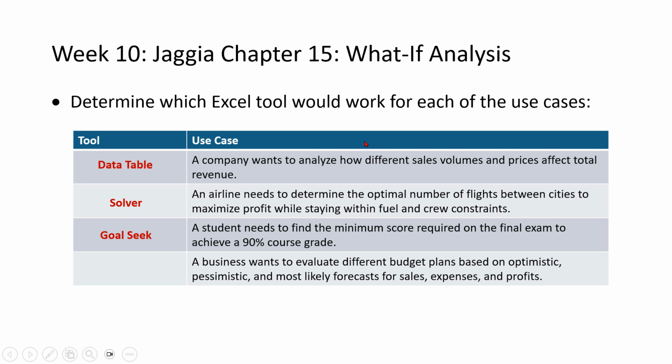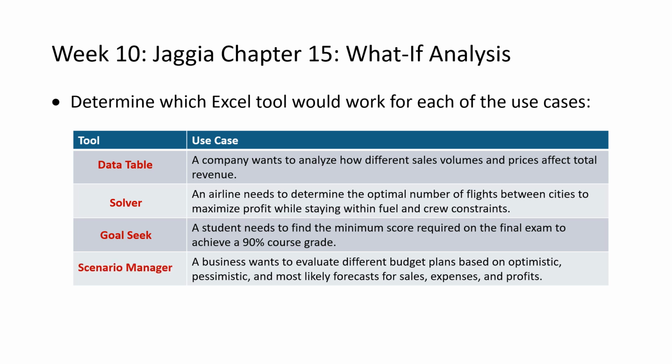A student needs to find the minimum score required on the final exam to achieve a 90%. Well, you're talking about a single variable. What is it that is the variable here? The minimum score. So the what-if analysis might be, well, what if I get a 70? Does that get me to my goal of a 90% in the course? Oh, that's actually too low. So let me try again. What if I get an 80? Will that get me to that point? Notice that we're only changing one variable. That's one of the characteristics of GoalSeek. It's a single variable tool, which in this particular use case works well.